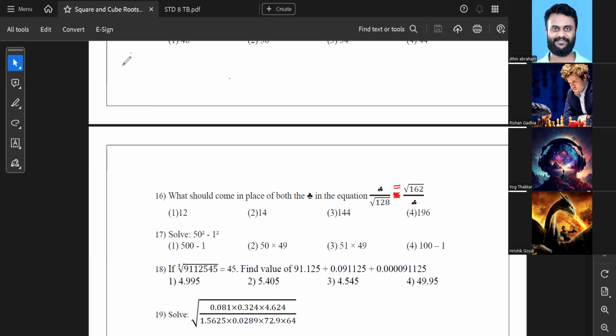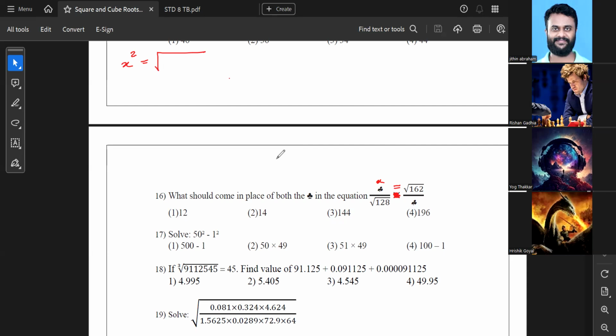So when I take this clover to this side, clover multiplied by clover happens to be, instead of drawing the clover, I'll just name it x for ease of writing. So clover is x square, and when I multiply these two numbers, I'll be getting under root of 162 and 128. Now how can we break 162? Can we break it into a perfect square?